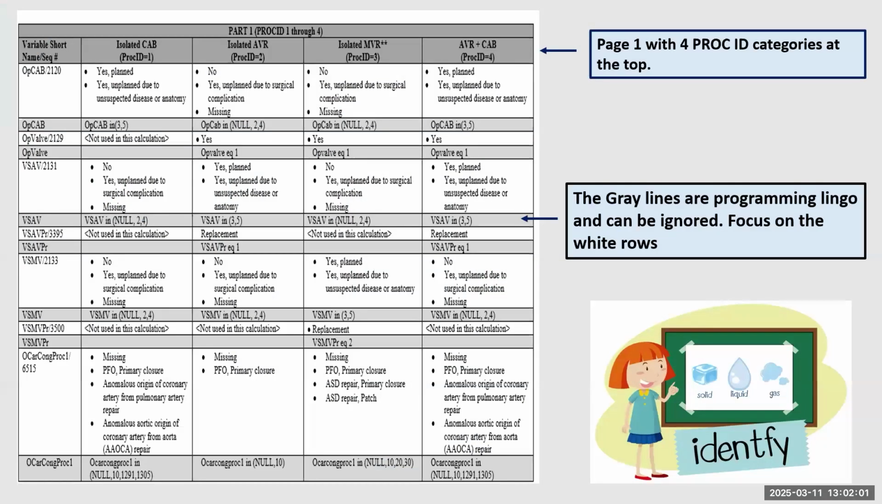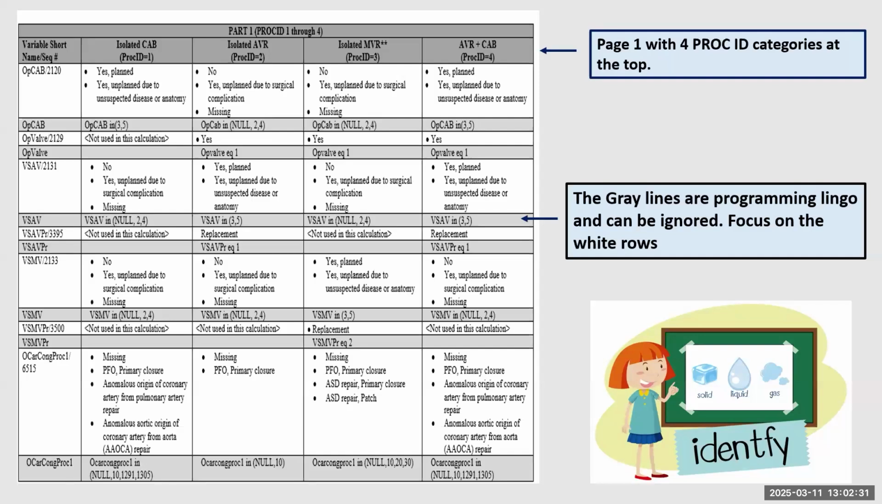So this is what it looks like when you first open it up. At the top, you will notice there are 4 PROC IDs here: PROC ID 1, 2, 3, and 4. All the way across, we have columns down. And then the very first column has the variable short name or the sequence number, okay?